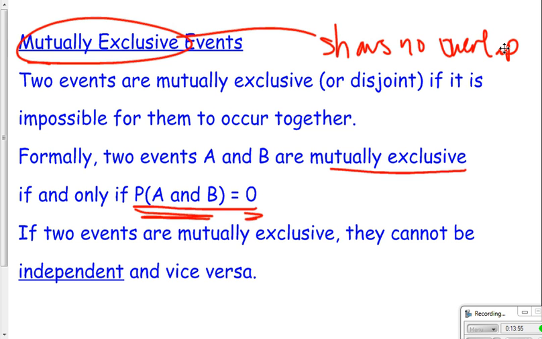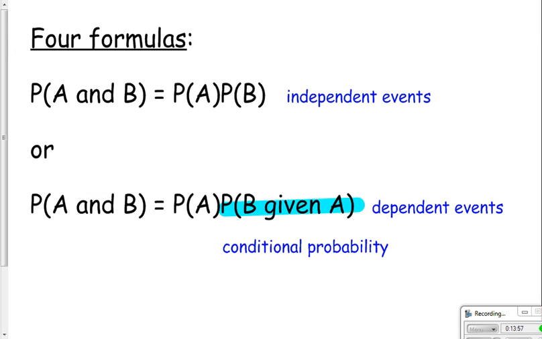Like on the Venn diagram, it doesn't show any overlap. Okay, so there are 4 formulas that we use a lot for probability. These 2 formulas both have the word "and" in them, so if you're trying to find the probability of something and something else happening, you're going to use one of these 2 formulas.